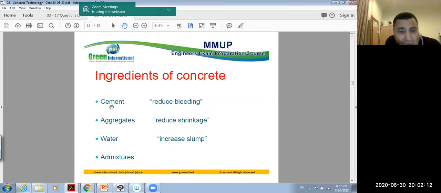Cement reduces bleeding as much as the water-cement ratio is exactly as designed and approved. That means the water-cement ratio, this is a game; a lot of games happen with the water-cement ratio. Aggregates, check about aggregates. If you have shrinkage cracks, reduce shrinkage. Water, when you have increased slump. Admixtures, a lot of admixtures you can list down, and every one has its own features which impact the concrete strength.